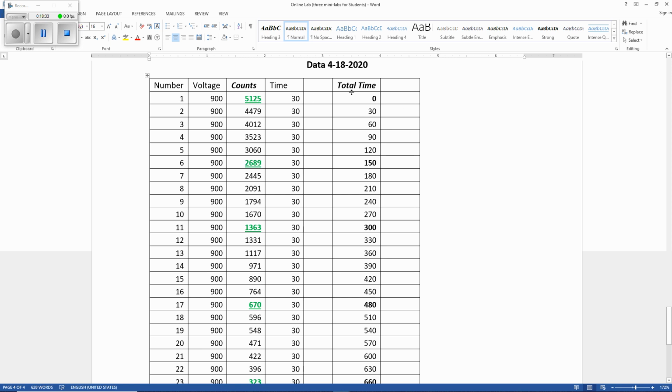So here's the total time. We start from 0. After 30 seconds, 60, 90, 120. See, 150 seconds. The number dropped to the half. So the half-life equals about 150 seconds. That's 2.5 minutes.